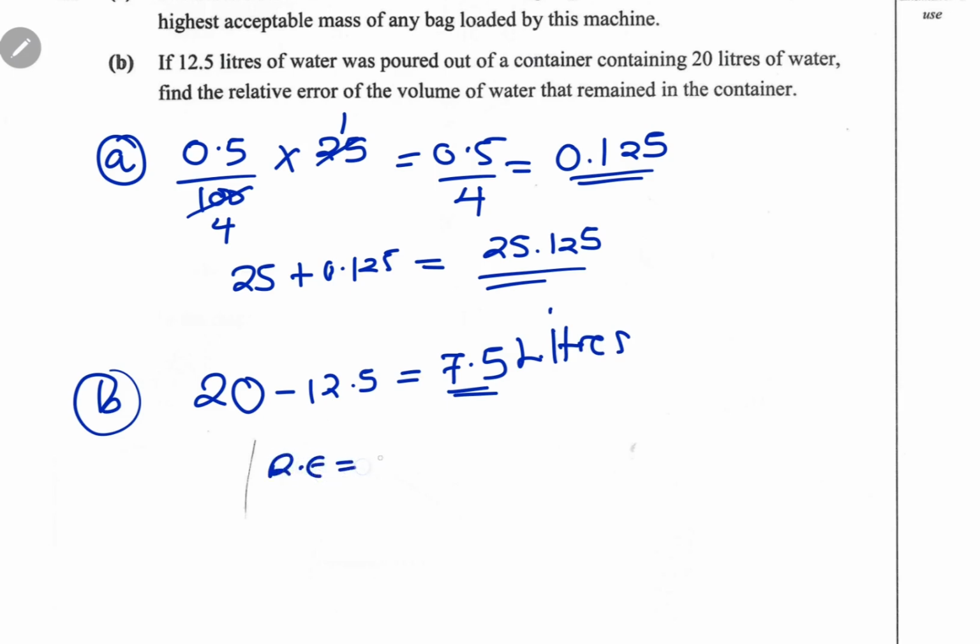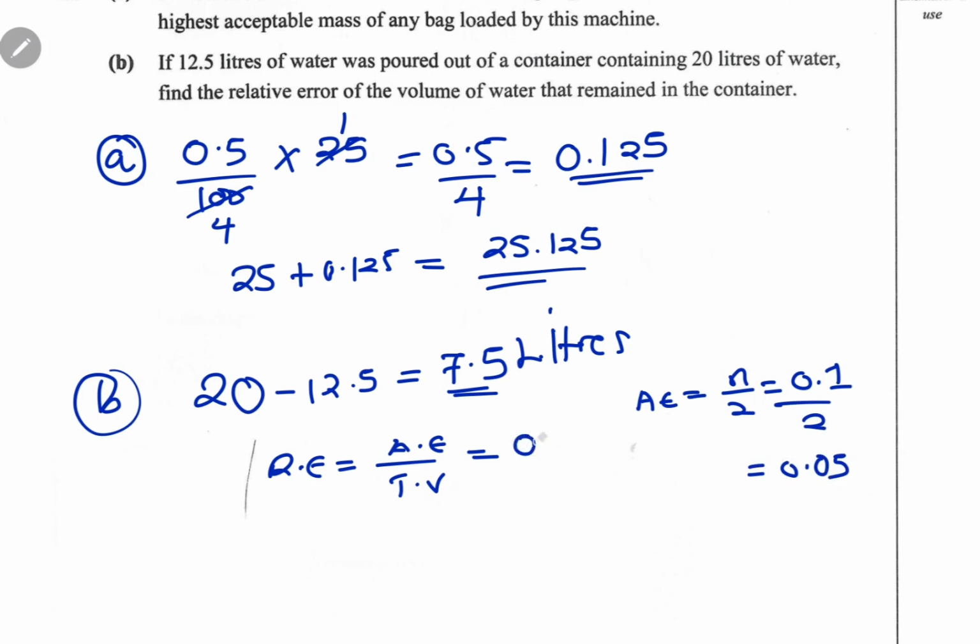Now, relative error, you know that is the absolute error divided by the true value. So let us find the absolute error. The number here has one decimal place, which means the absolute error is equal to n over 2, which is 0.1 divided by 2, which gives us 0.05. So the absolute error is 0.05 on top, and the true value is 7.5.